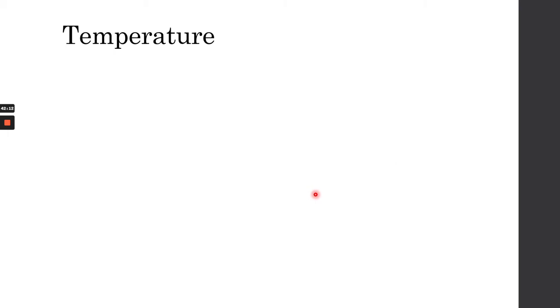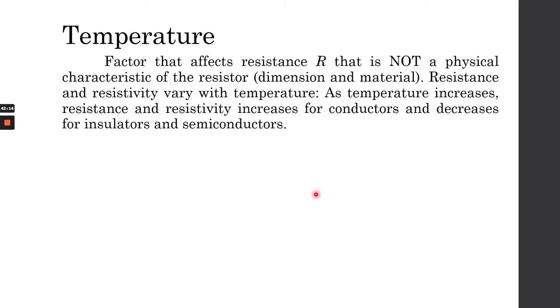So temperature. Another factor that affects resistance that is not a physical characteristic of a resistor, meaning it is not the dimension, not the length and area, and not the material of the resistor, is the temperature. Resistance and resistivity vary with temperature. As temperature increases, resistance and resistivity increase for conductors and decrease for insulators and semiconductors.